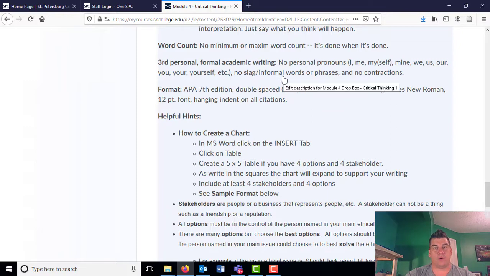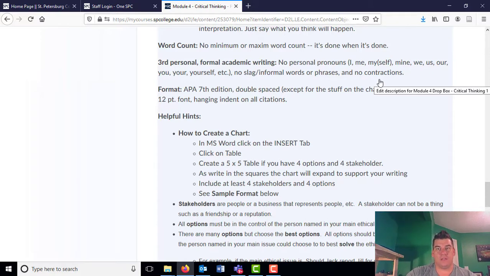No slang and formal words or phrases, and no contractions. So contractions where you take two words, don't, instead of do not, you push them together into one word. I want you to split those up. No contractions, no slang, no colloquialisms and stuff like that. I want you to have nice, sound academic writing.